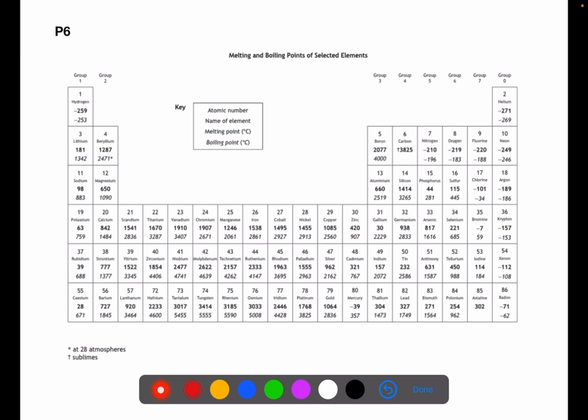You can use this page to allow you to work out the state of an element at certain temperatures. If you start at a solid and increase the temperature to the melting point, you will then get a liquid. If you continue to increase the temperature to the boiling point, then you will get a gas. If you're given a certain temperature, you need to consider, is that below the melting point and therefore a solid, between the melting point and the boiling point and therefore a liquid, or above the boiling point and therefore a gas.